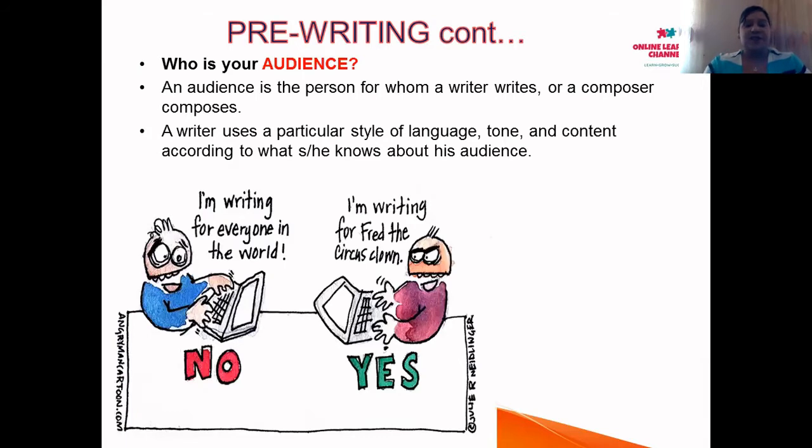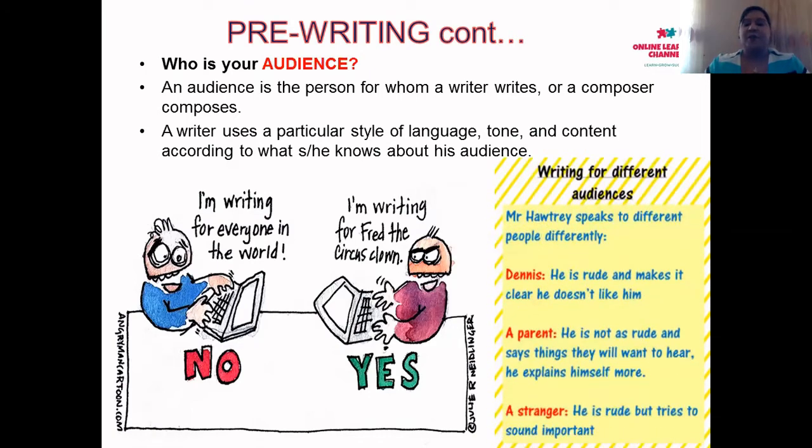For example, look at this cartoon here. This guy over here on the left says, I'm writing for everyone in the world. And this guy on the right says, I'm writing for Fred, the circus clown. Which one is correct? Yes, the guy who's writing specifically for Fred, the circus clown, is doing the correct thing when it comes to writing. Because you've got to be specific about your audience. You can't write for everyone, because then you'll confuse your writing and it will be all over the place.